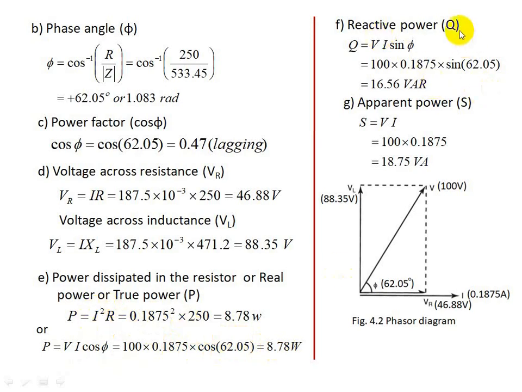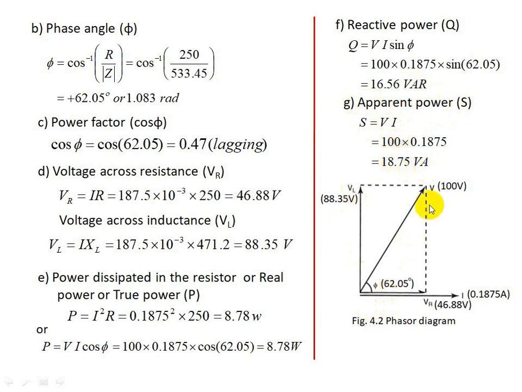Coming to the reactive power Q. Q is nothing but VI sin phi. So V, this is I, and sin of, already we know the angle. You substitute the angle, so you'll get 16.56 VAR, where VAR stands for volt ampere reactive. And the last one is apparent power S. S is the product of V into I. So multiply voltage with current, you will get 18.75 volt ampere.